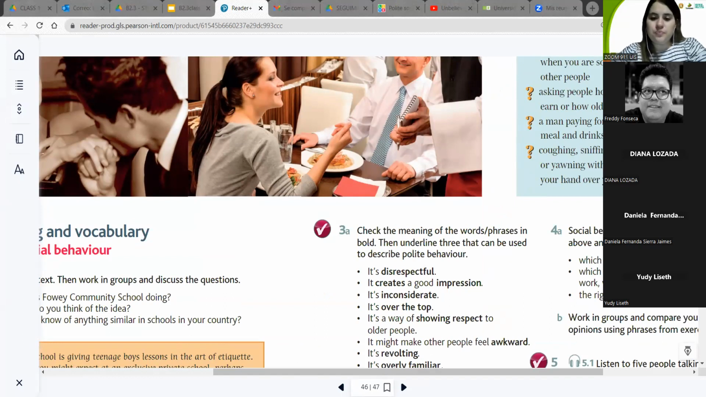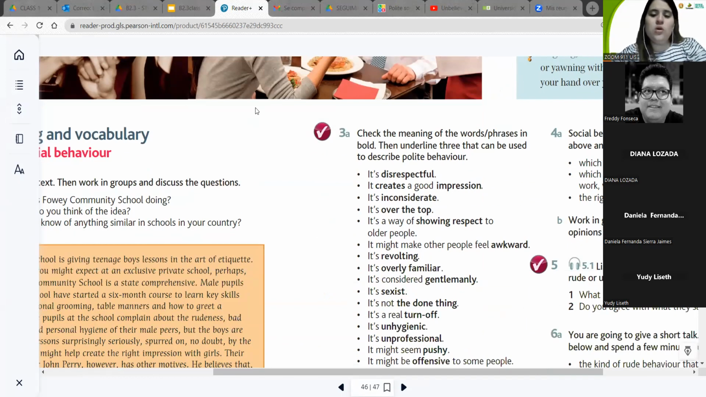So the first one, it's disrespectful. I guess we understand what it means. It creates a good impression as well. It's inconsiderate. Yes, we're good with that one. No considerado. It's over the top. That one, no, teacher. It's over the top.